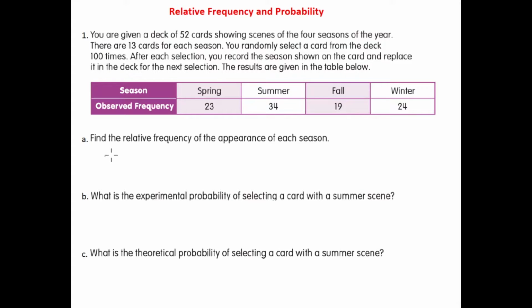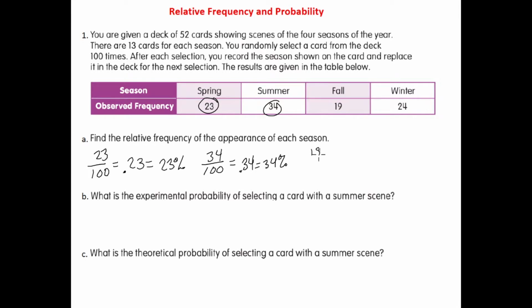To determine our relative frequency for each season, we are going to take the number of times we observed it happen over the total. So spring was selected 23 out of 100 times. As a decimal, that would be 23 hundredths, and as a percent, that is 23%. Summer was 34 out of 100, so 34 divided by 100 gives us 34 hundredths, or 34%.